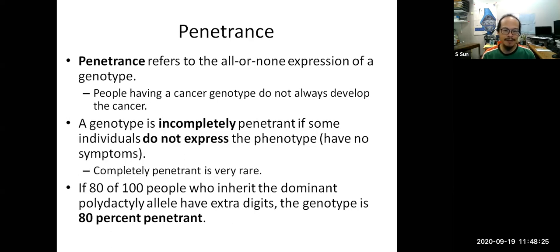If 80 of 100 people who inherit the dominant polydactyly allele, which means it has a group, it's not just one gene, it has a group of dominant alleles, show the trait, then the penetrance is 80%. So that's the penetrance.